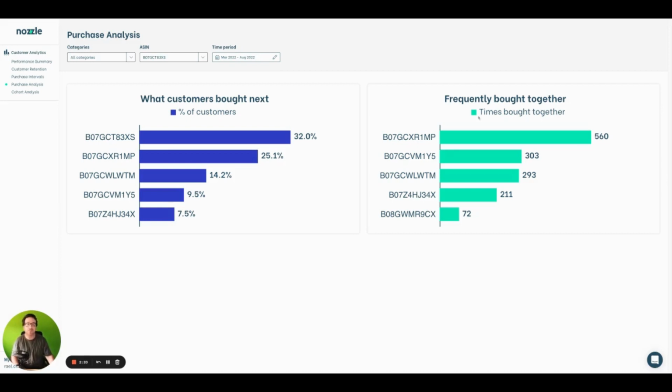On the right-hand side, we have frequently bought together. So this is, in the same order, how many times these two products were bought together. So we've got the ASIN selected at the top here, has been bought together with this one over here 560 times. And this is useful for virtual bundles, if they've been bought together very frequently. And if you're doing, let's say, ASIN targeting on your own ASINs on the advertising side, then at least do it with something that you know is actually bought together very frequently.